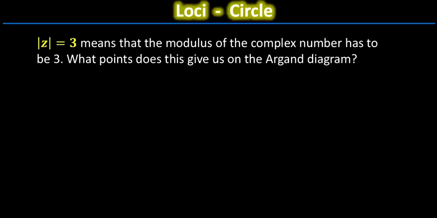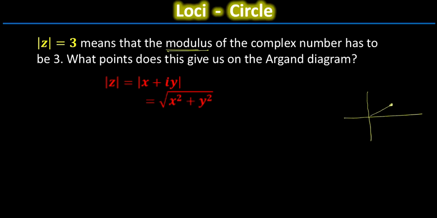I'm starting this. The first shape is a circle. Suppose I have the example |z| = 3. That is the distance, the modulus from the origin is 3. There are infinite possibilities. You know how to find the modulus: the square root of x squared plus y squared. So there are infinite possibilities.